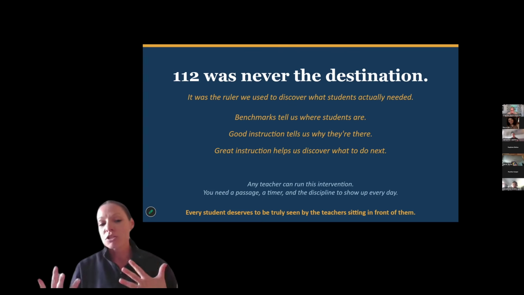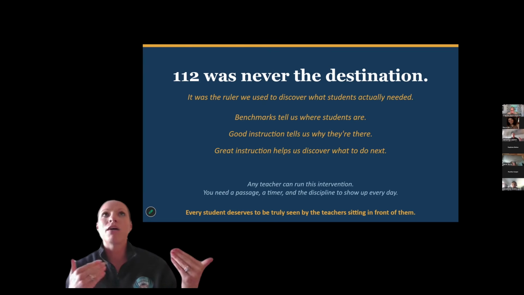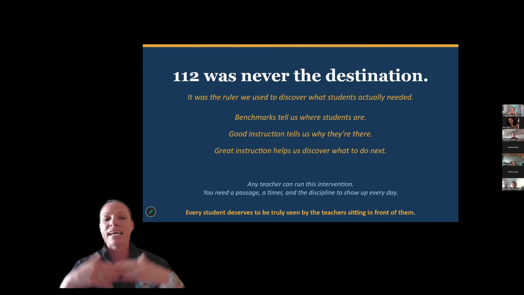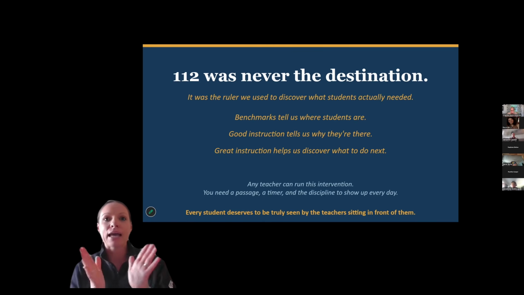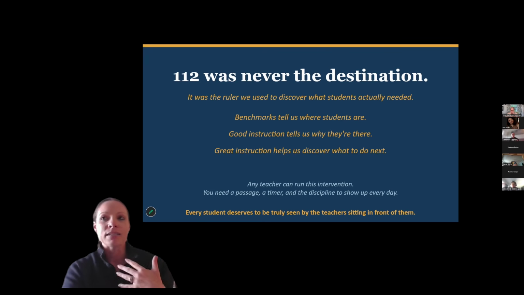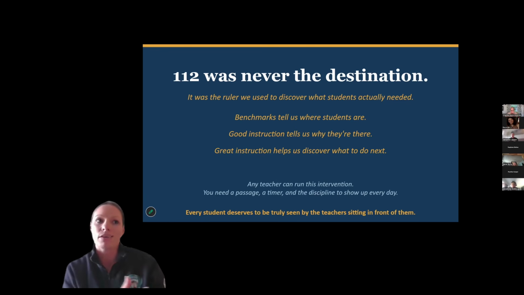So just closing it out. When we think of 112 words per minute, it was never the destination that my students needed to get to. Benchmarks are great, but it's really the process of seeing how we got there and looking deeper at the data, and the questions we can answer when one thing's working and one thing's not working.